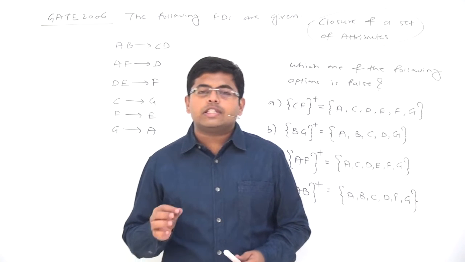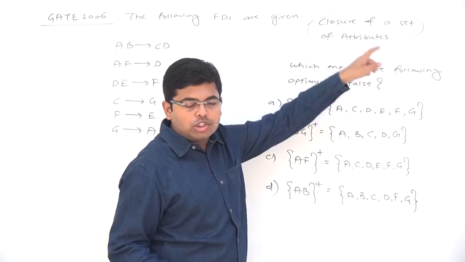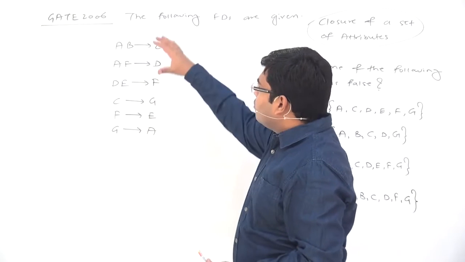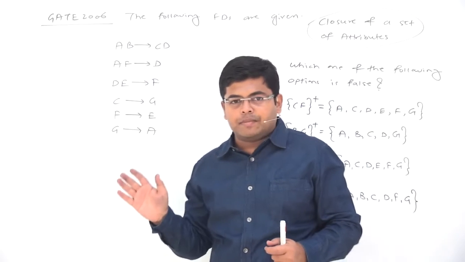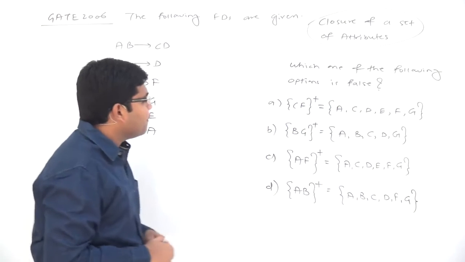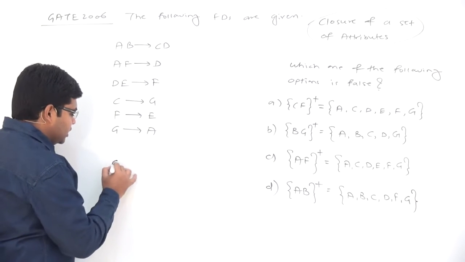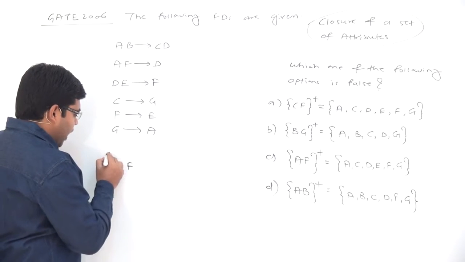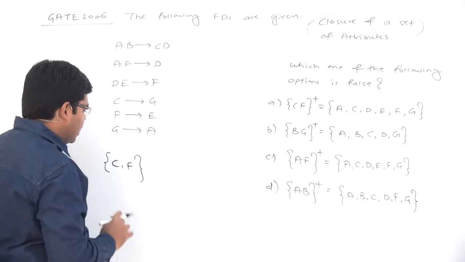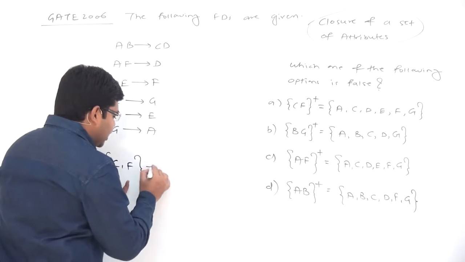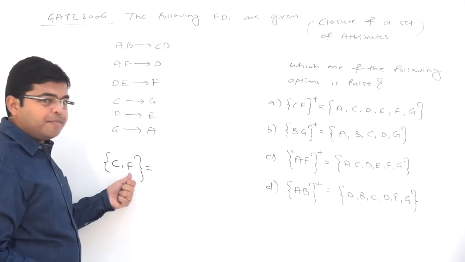In this session, we will see the concept of closure of a set of attributes, and we will use this GATE 2006 question as a running example. Suppose you have been given a set of attributes like C, comma F. I will write it down as a set. CF is nothing but a set of attributes. Now, we will check what other attributes can be obtained from the attributes C and F.